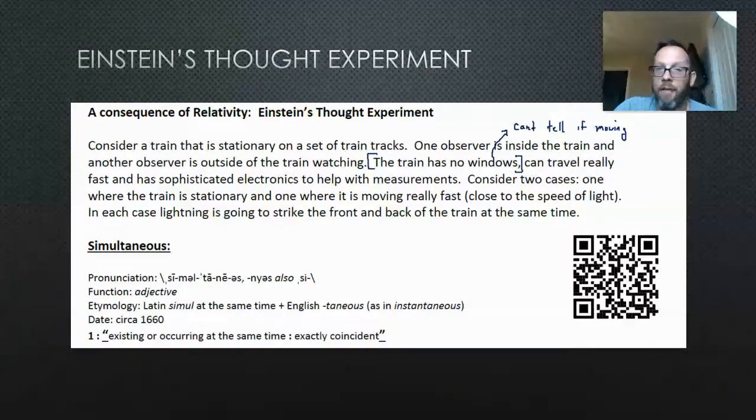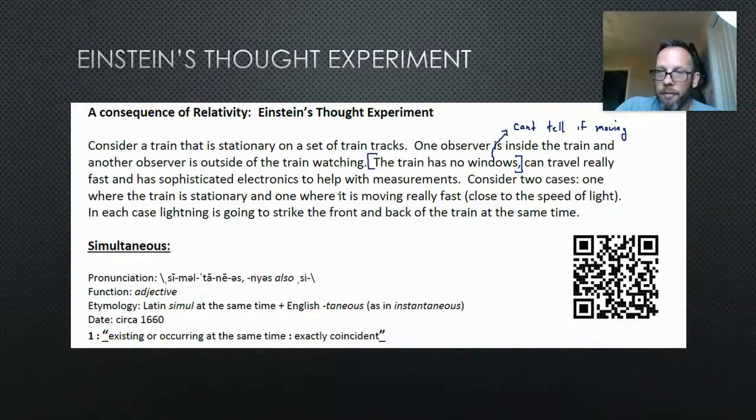But we're saying it's traveling fast and has sophisticated enough electronics that it can measure the distances and times we're talking about. And we're looking at two cases. We're looking at when the train is stationary, and when the train is moving close to the speed of light. And what we're going to look at is, in each of those cases, what happens when lightning strikes the front and back of the train at the same time. What would the observer in the train see? And what would the observer outside the train see?